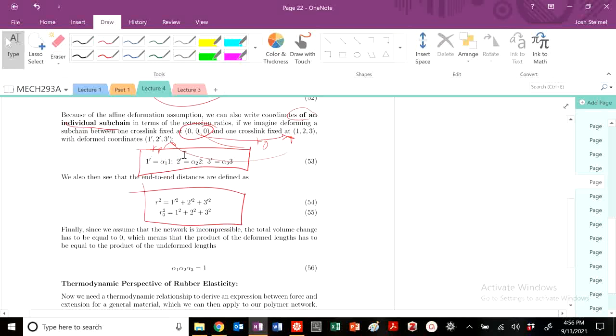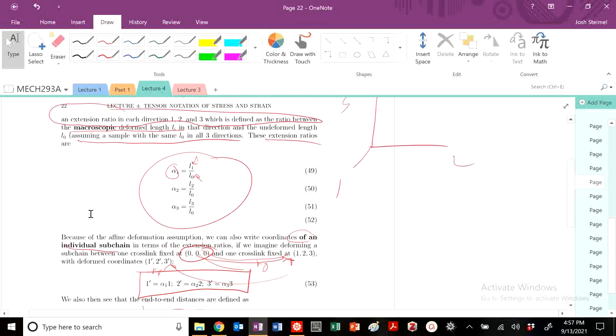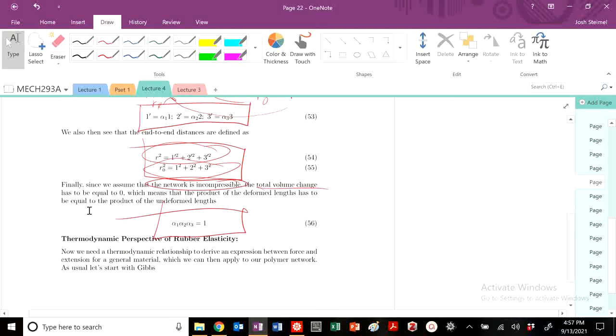So your new origin minus your old coordinates. That's basically the size of your polymer, and then the new dimensions as well. But again, because we are assuming that the network is incompressible, the total volume change has to be 0. So that relationship has to hold. So the product of the extension ratios from all of these must be equal to 1. So our volume is not changing. That is essentially the key thing that's going on here.